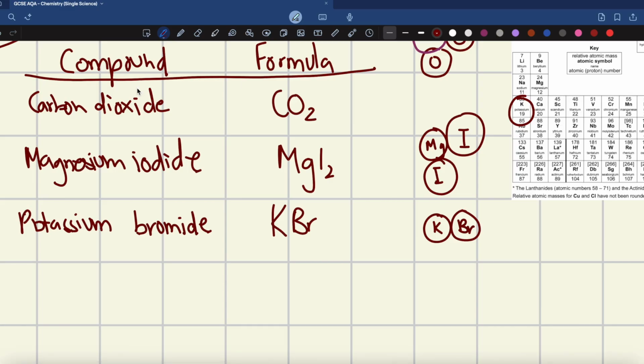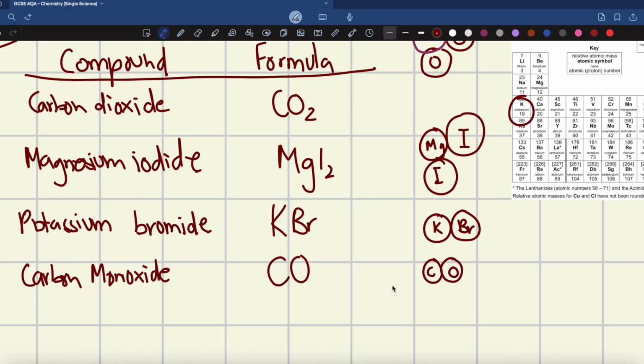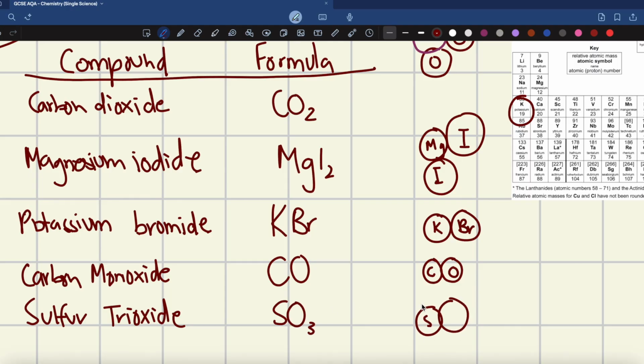Then we have carbon monoxide. The formula is CO. This also means that there was one particle of carbon and one particle of oxygen. Then we've got sulfur trioxide. Sulfur trioxide is SO3: one atom of sulfur and three atoms of oxygen. They look something like this.